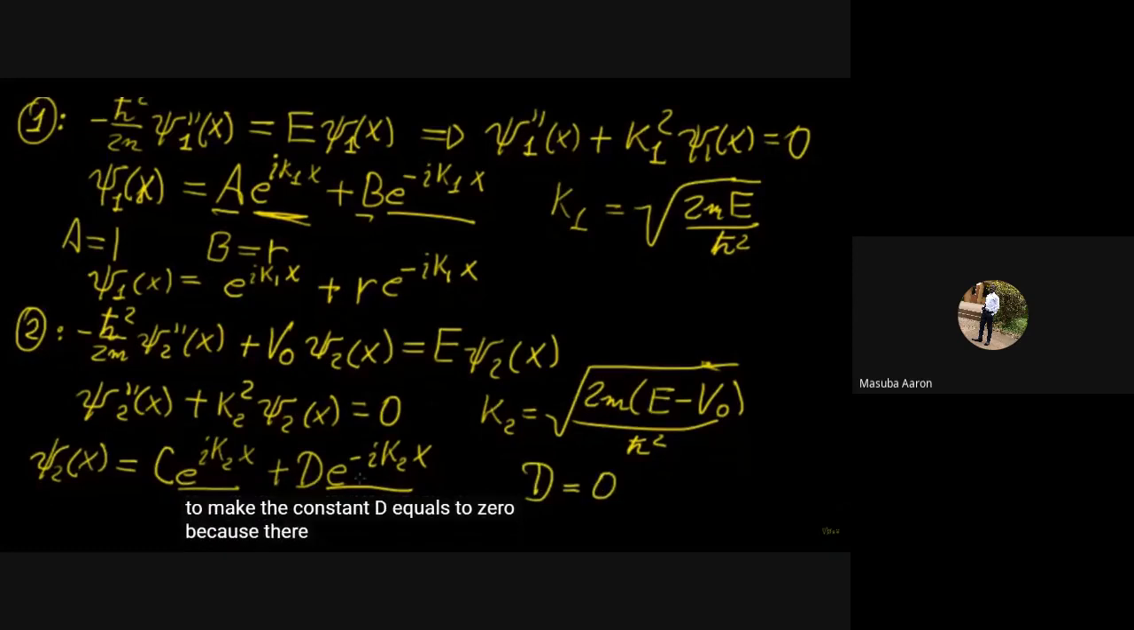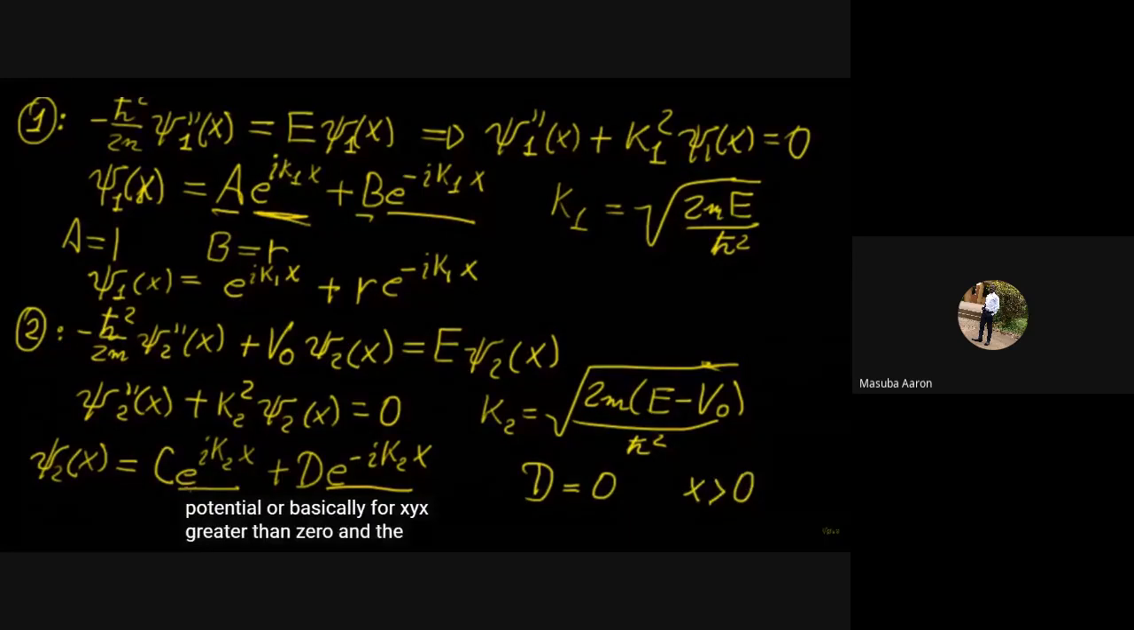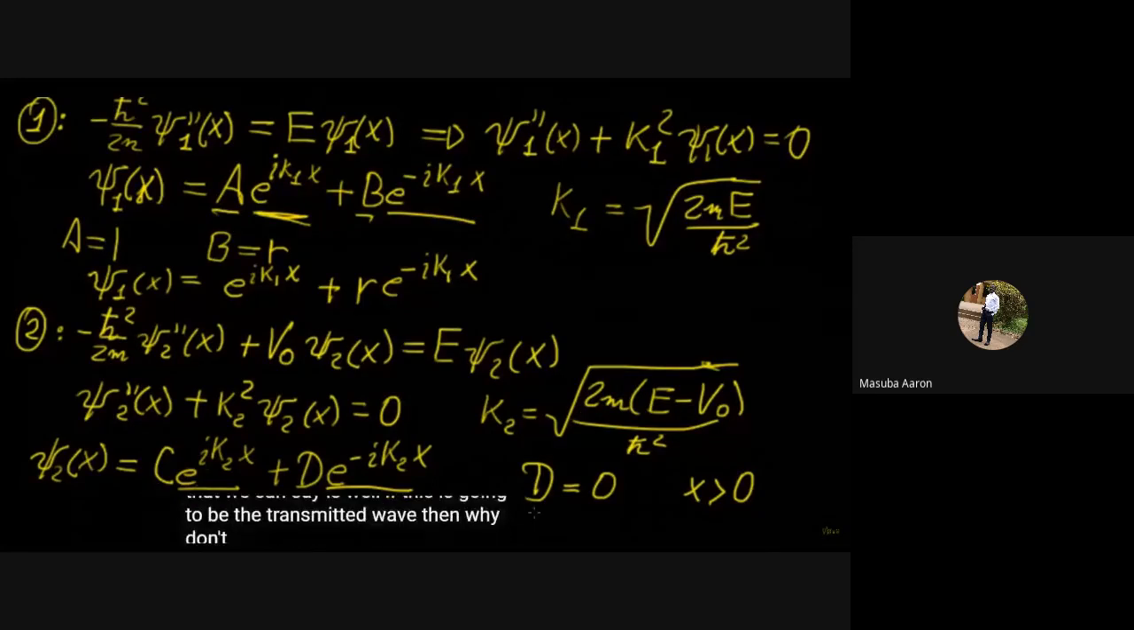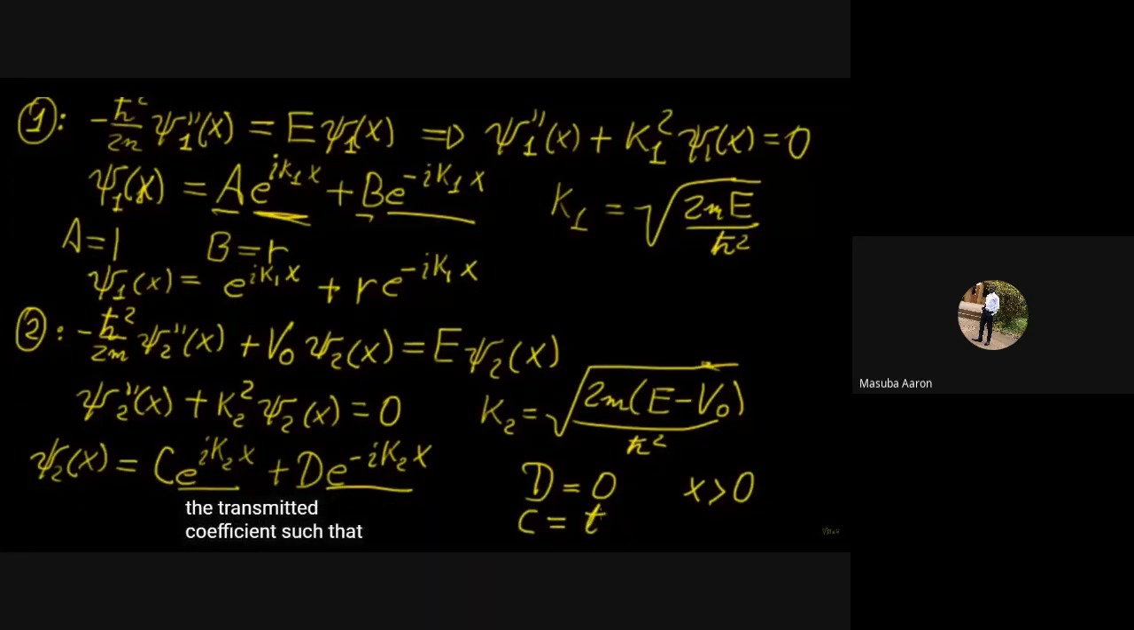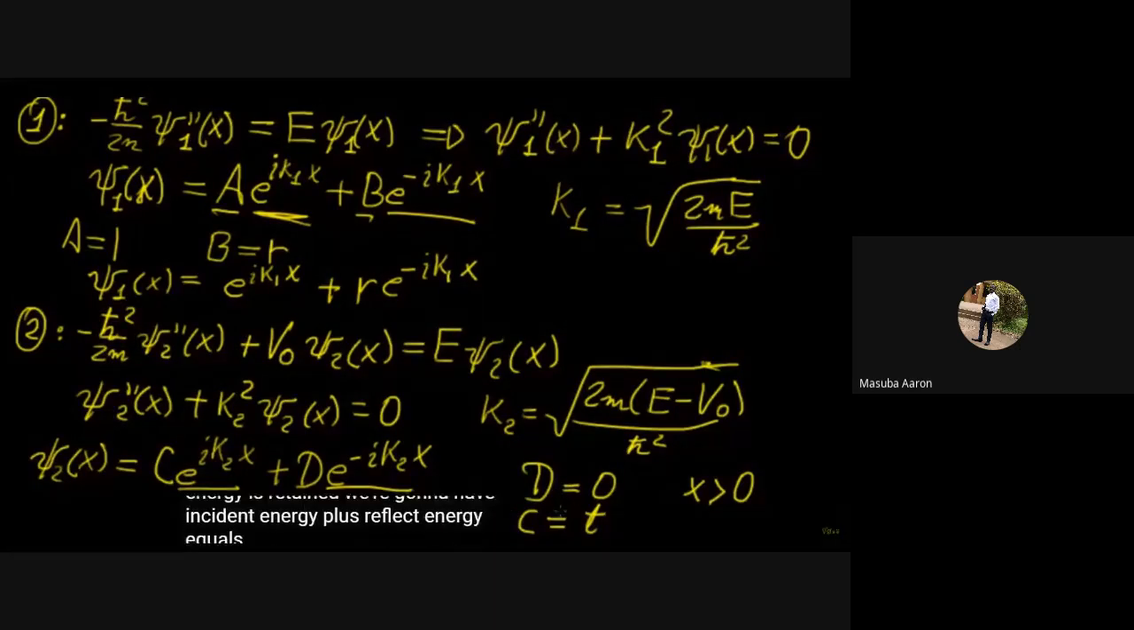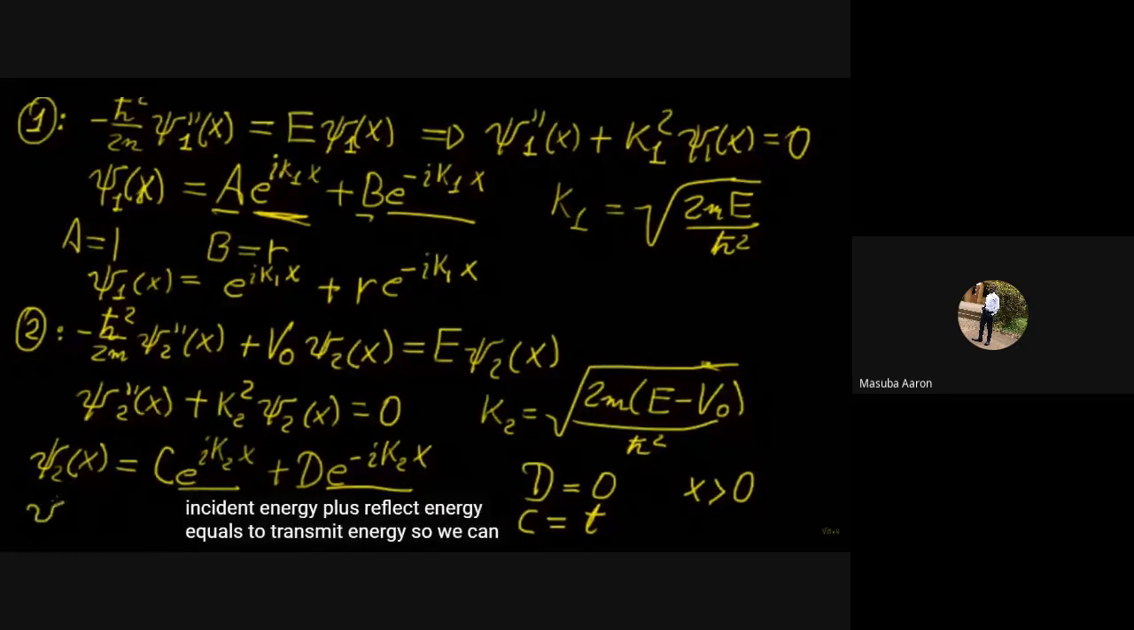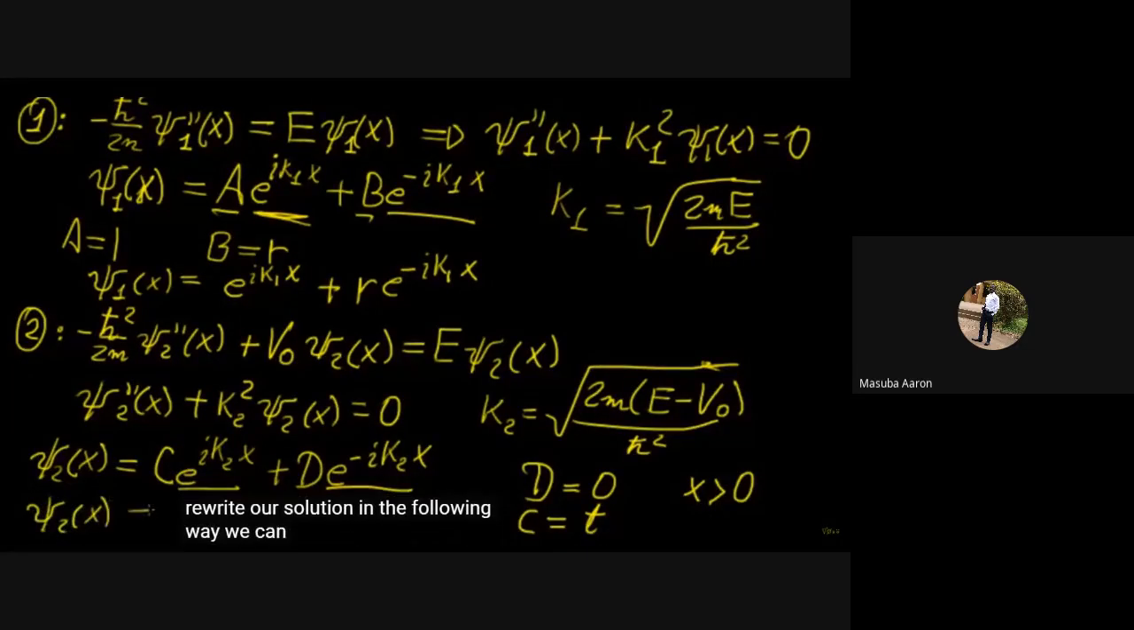Because there is no way from a physical point of view that we can have a backwards propagating wave inside that potential, or basically for x greater than 0. And the other thing that we can say is, well, if this is going to be the transmitted wave, then why don't we just call C something like the transmission coefficient, such that conservation of energy is retained? We're going to have incident energy plus reflected energy equal to transmitted energy. So we can rewrite our solution in the following way. We can write T e^(ik2x). And this is basically it.